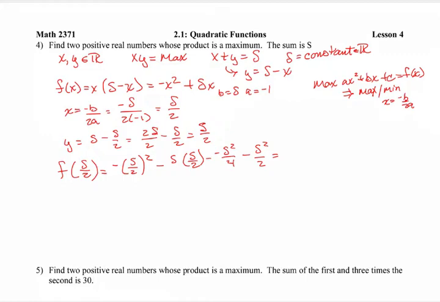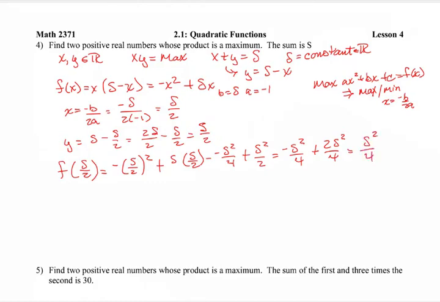Why am I not getting a positive? Because this should have been a plus right here. So then this is a plus. That's better. So that's minus s squared over 4 plus 2 s squared over 4. So my answer is s squared over 4.